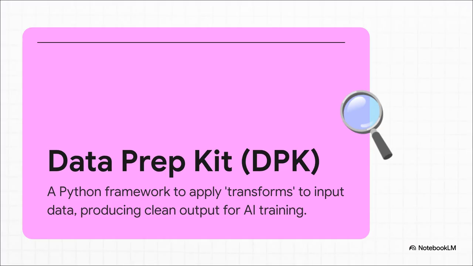So, what is it, really? At its heart, DPK is a Python-based framework. The whole idea is that you apply a series of operations, and the key word here is transforms, to your messy input data. The goal? To spit out clean, structured files on the other side. We're often talking about super efficient formats like Parquet that are just ready to go for training your AI model.